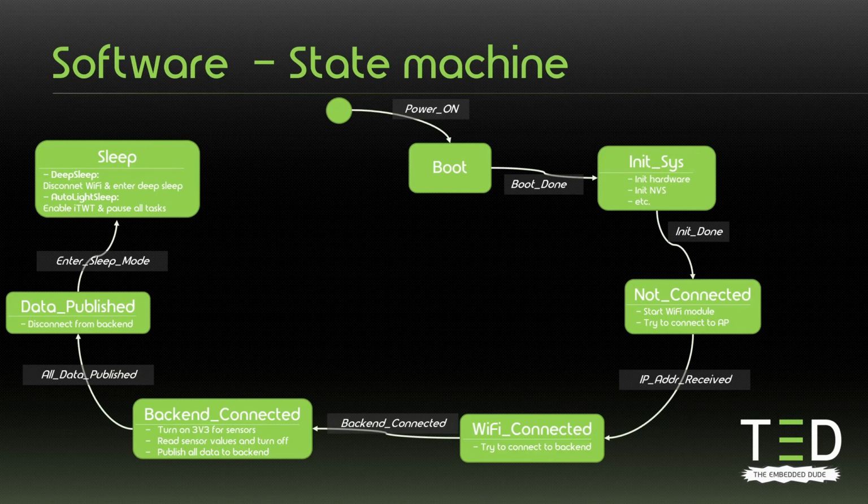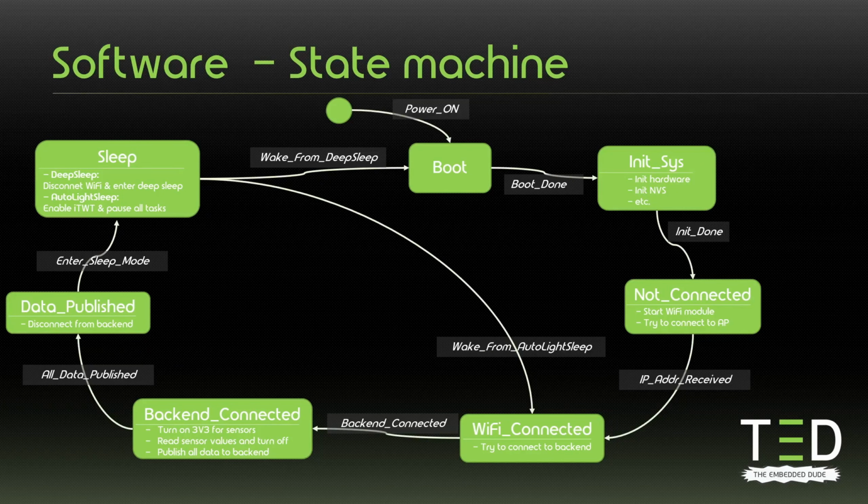The wake up after the sleep differs quite a bit between deep sleep and AutoLightSleep. The deep sleep is almost a full boot, so after a deep sleep we need to go through the boot, init and Wi-Fi connection states. With AutoLightSleep and individual target wake time on the other hand, we wake up and we are right back in the Wi-Fi connected state, assuming we didn't lose the Wi-Fi connection during sleep. But that is the whole point of individual target wake time, that we do not lose our connection.